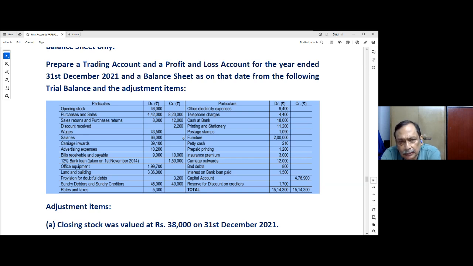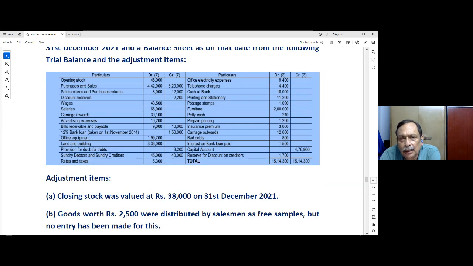Then we are having opening stock, purchases and sales respectively, sales return and purchase returns, then discount received, then wages, then salaries, then carriage inwards, advertisement expenses, bills receivable and payable respectively, 12% bank loan taken on 1st November, office equipment, land and building, provision for doubtful debts, sundry debtors and sundry creditors, rates and taxes, office electricity expenses, telephone charges, cash at bank, printing and stationery, postage stamps, furniture, petty cash, prepaid printing, insurance premium, carriage outwards, bad debts, interest on bank loan paid, capital account, reserve for discount on creditors.